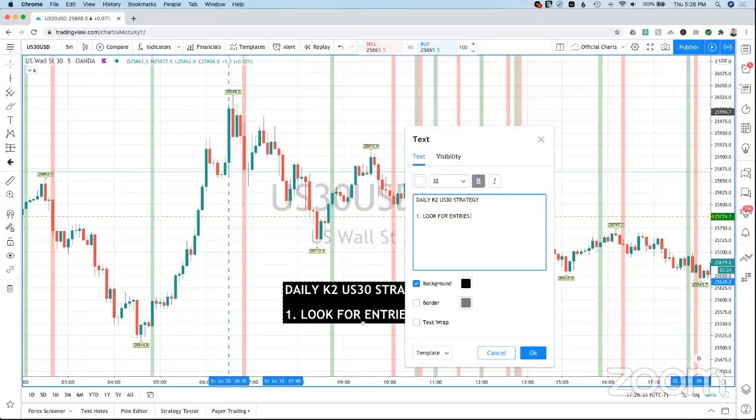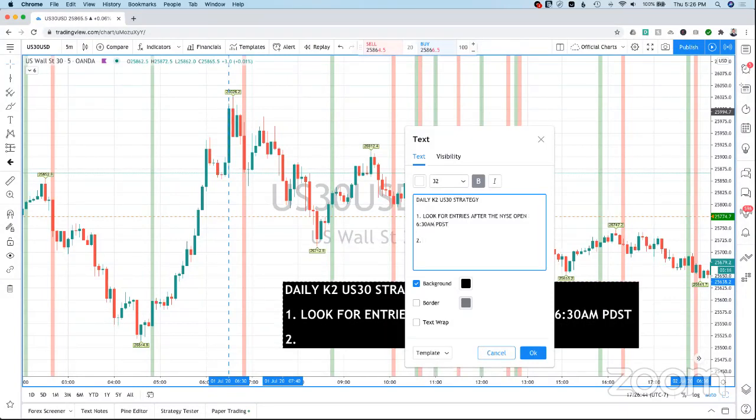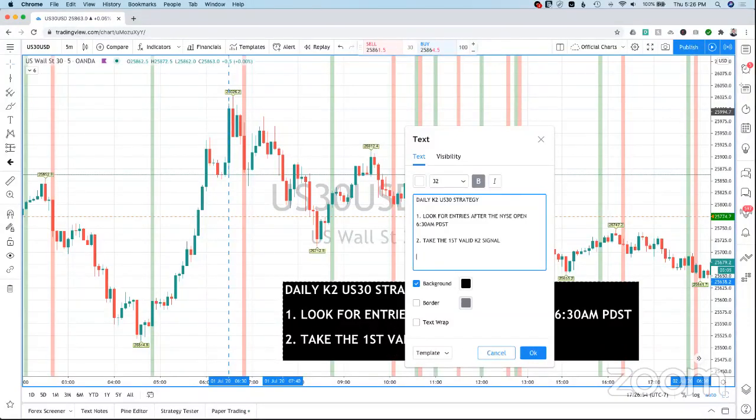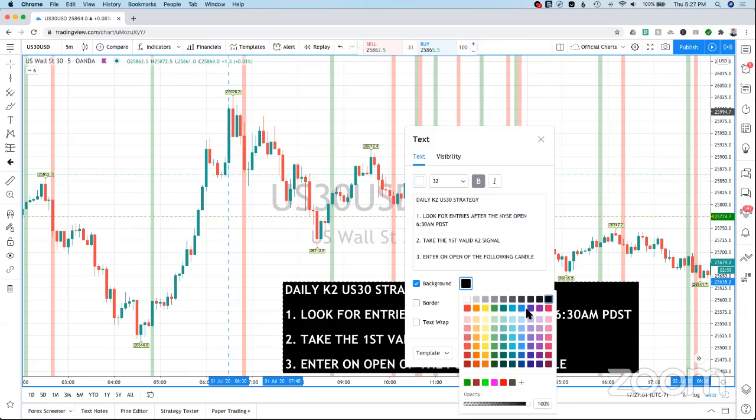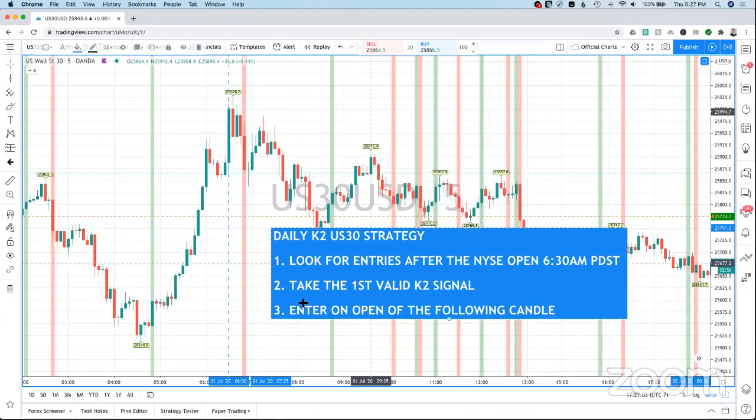Look for entries after the New York Stock Exchange open, which is going to be 6:30 a.m. Pacific Daylight Savings Time. And then next, you're going to take the first valid K2 signal. And then, number 3, enter on open of the following candle. I'm just going to run through it super quick. I know most of you guys know it, but there's a few people in here that are new. So that's pretty much it.